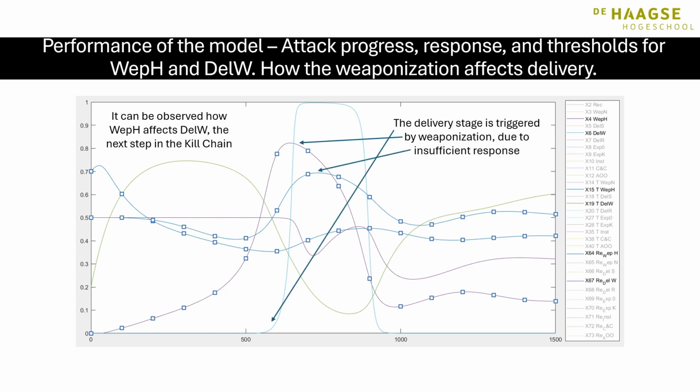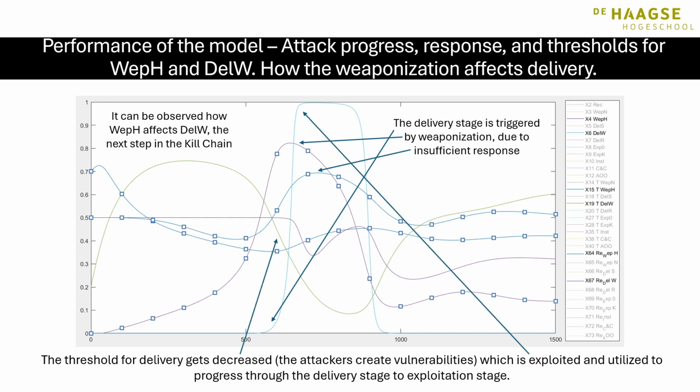We can see that first, the delivery stage is triggered by weaponization because the organization did not manage to suppress it in time. However, afterwards, as they suppress it, they also suppress both weaponization and delivery.